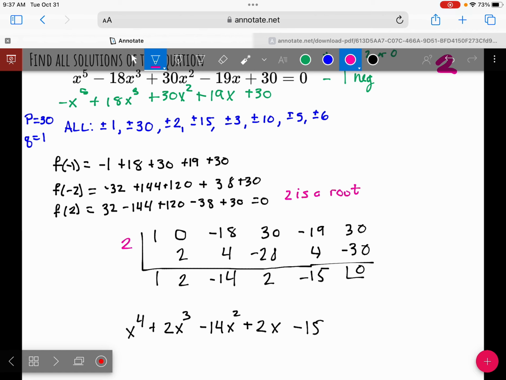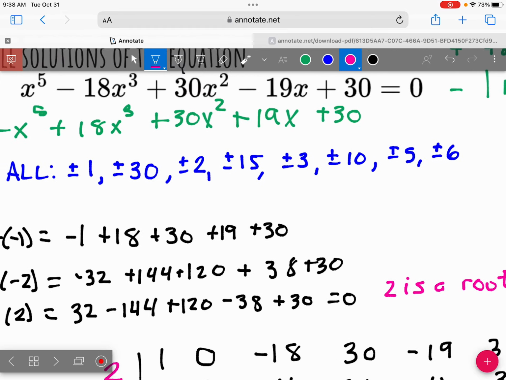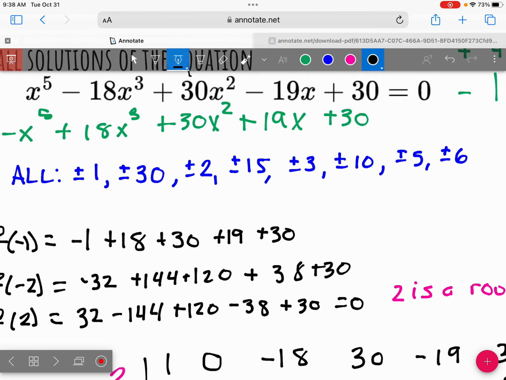So now I have a new p-value, and we can go back to our list of all possible options, and we can cancel at least one out, a couple of them, because our root has to be a factor of 15. So what can we eliminate out of our options? 30, 10, 6, 2. We're not going to have another root of 2.